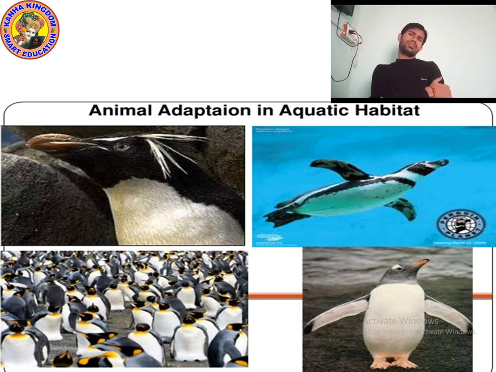So they have some special features. They have different adaptations. They have a white body, so they can easily hide themselves in the snow, because snow is white, so they can easily hide from the predator. And they also have fatty skin, but they cannot fly.